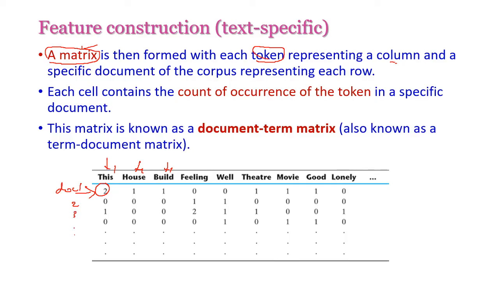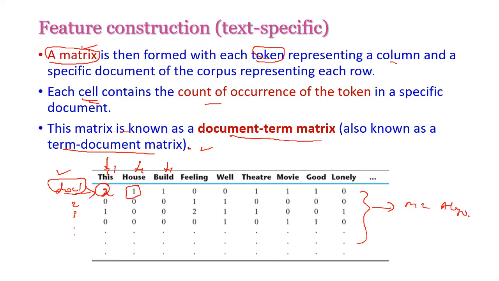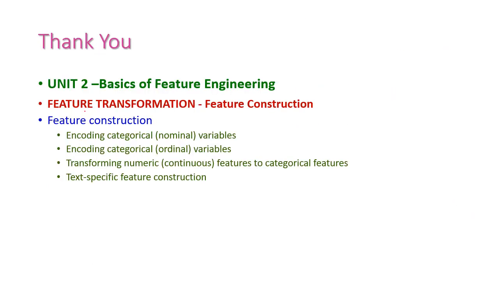That means a cell contains a number, for example, this word occurs 2 times in document 1. Here the number is 1, so the word house occurs 1 time in document 1. This type of matrix is called a document term matrix, or otherwise a term document matrix. So this is how the text value will be converted into numerical value, and this will be given to our machine learning algorithm.